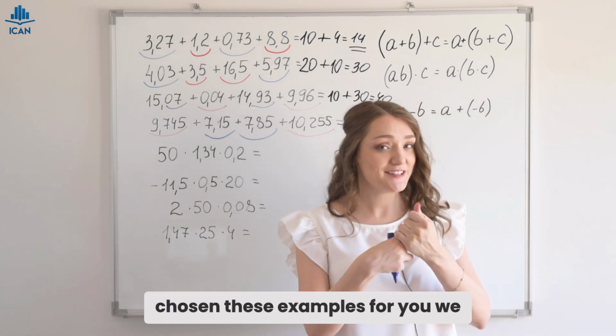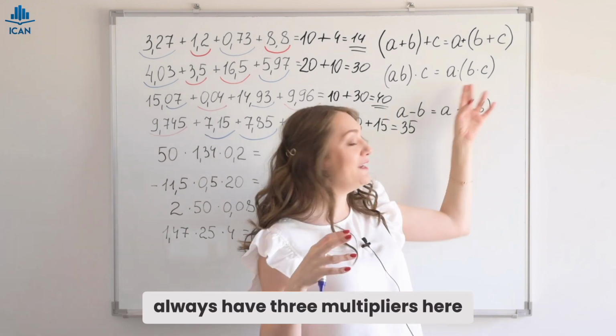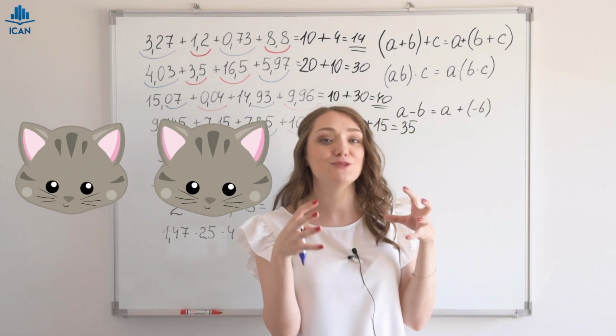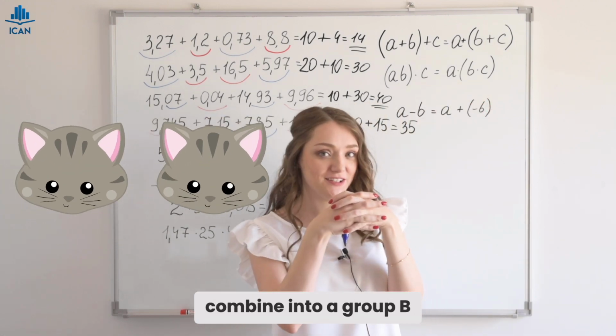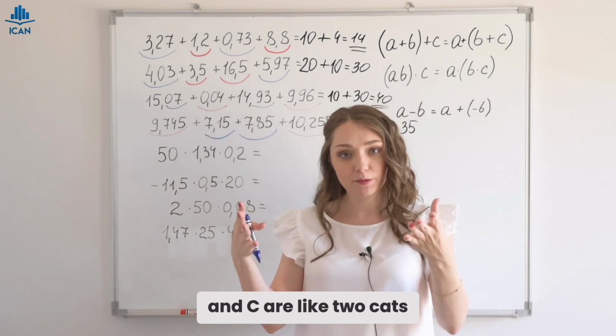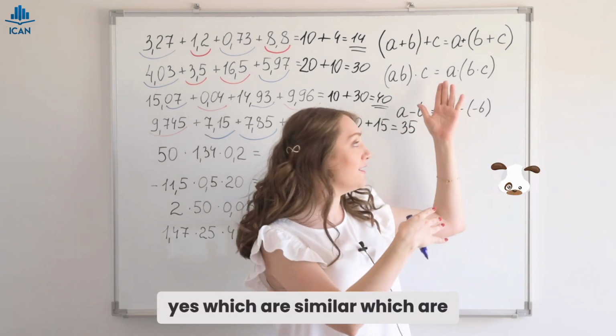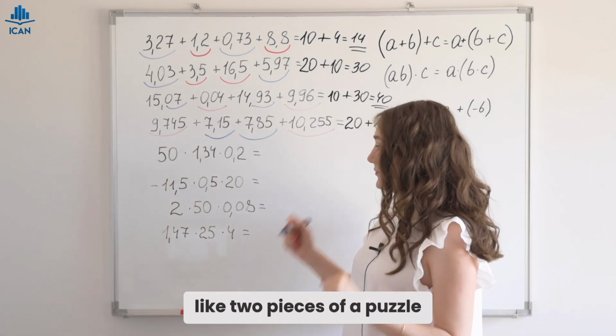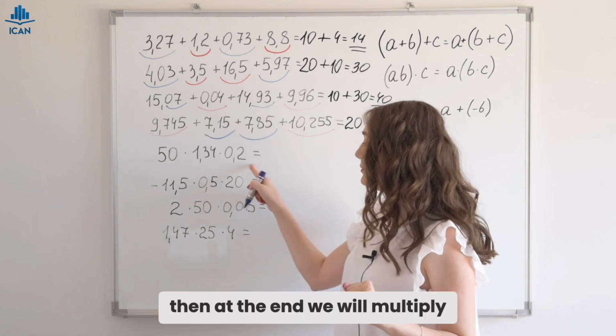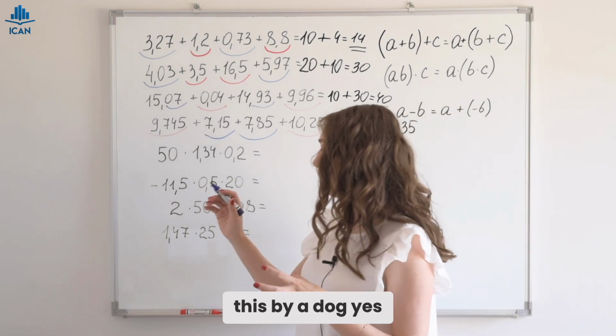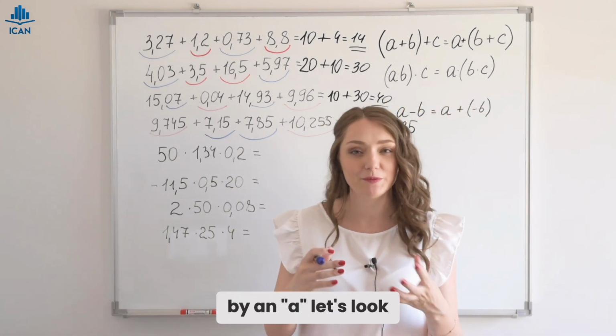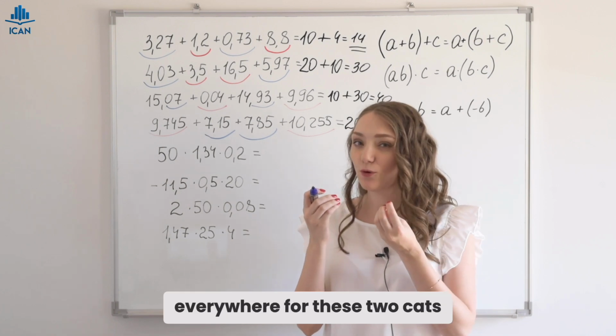I have chosen these examples for you. We always have 3 multipliers here. 2 of them we will combine into a group. B and C are like 2 cats, which are similar, like 2 pieces of a puzzle. Then at the end, we will multiply this by a dog, by an A. Let's look everywhere for these 2 cats.